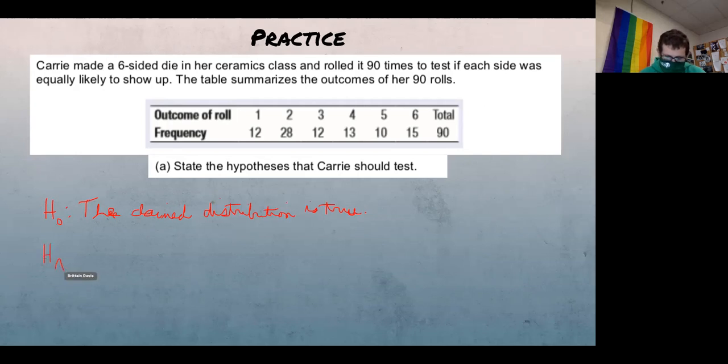The alternative, we don't have a direction as far as this goes. We don't say it's not true greater than, it's not true less than, or anything like that. It's just either the claimed distribution is true or the claimed distribution is not true.